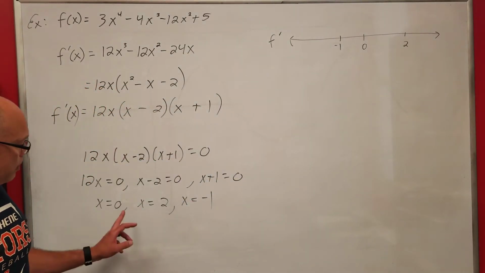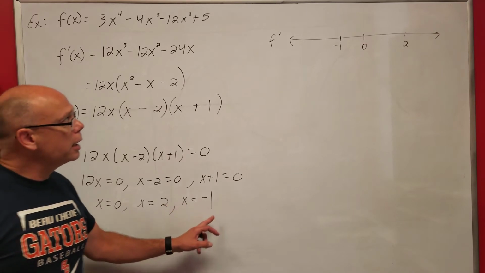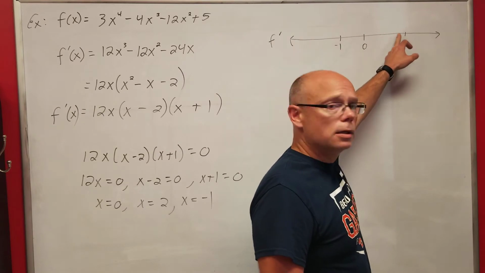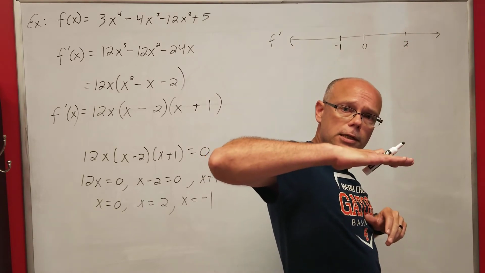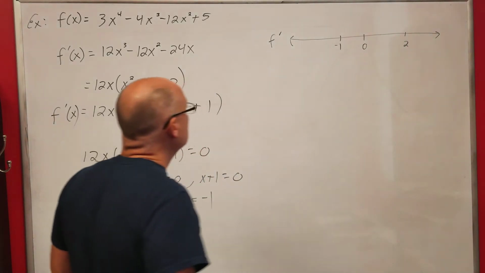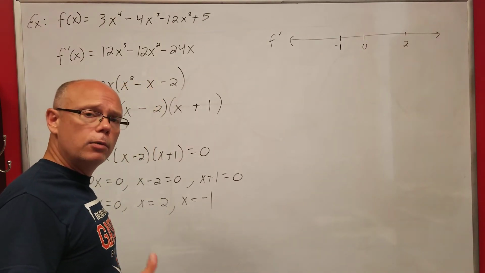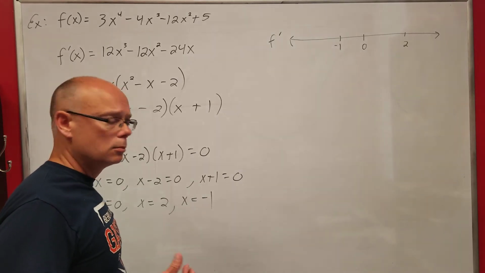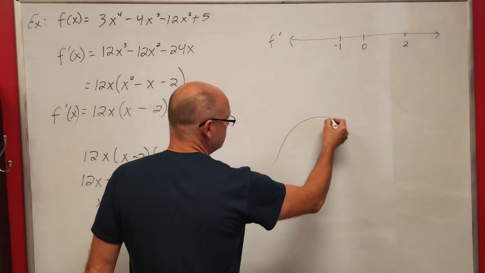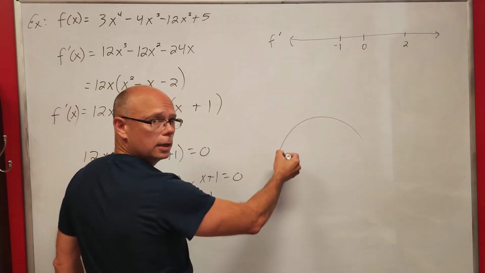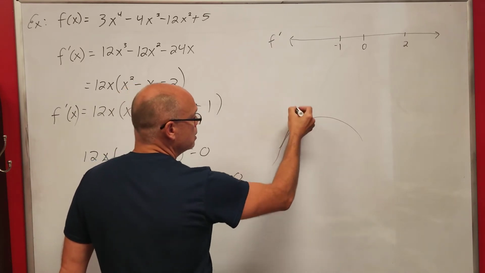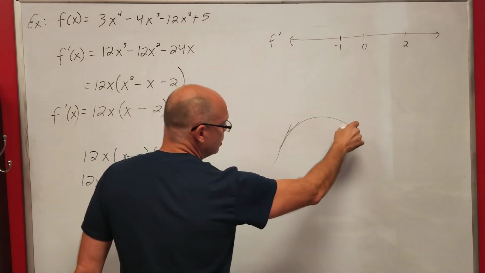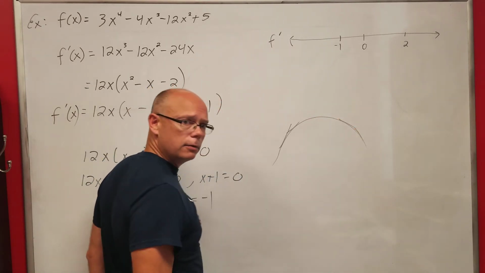All right, so what happens at 0, 2, and negative 1? What happens at these points right here? That's where my derivative is 0. That's where the slopes of my tangent line are 0. What do I want to find? I want to find where the function is increasing and where it is decreasing. Remember, my function is increasing where the derivative is positive, where the slopes of the tangent line are positive. And it's decreasing where the slopes of my tangent line are negative.